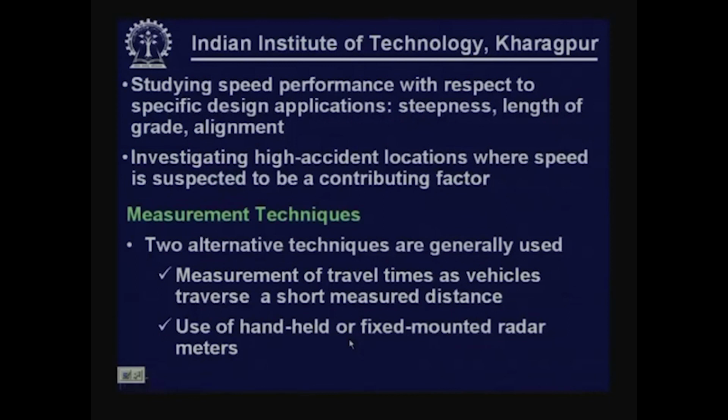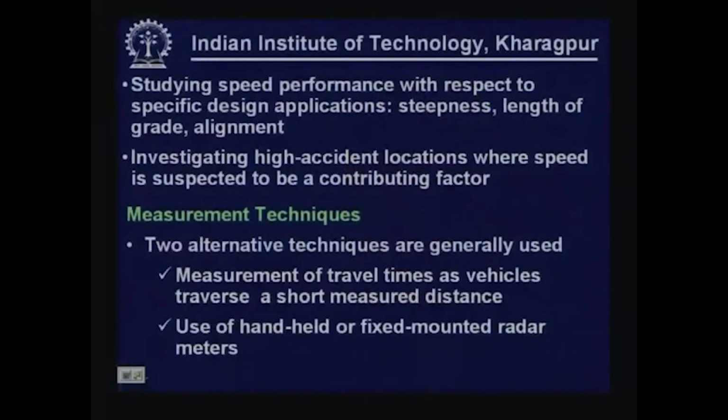Studying speed performance with respect to specific design applications like steepness: what is the effect of steepness on speed, what is the effect of length of grade on speed, what is the effect of alignment on speed. So we want to study this performance with respect to specific design applications. Investigating high accident locations where speed is suspected to be a contributing factor: maybe overspeeding is a cause of accidents at certain locations, so we want to investigate whether overspeeding is really taking place. So we may carry out spot speed studies. There are various reasons why we need to carry out spot speed studies.